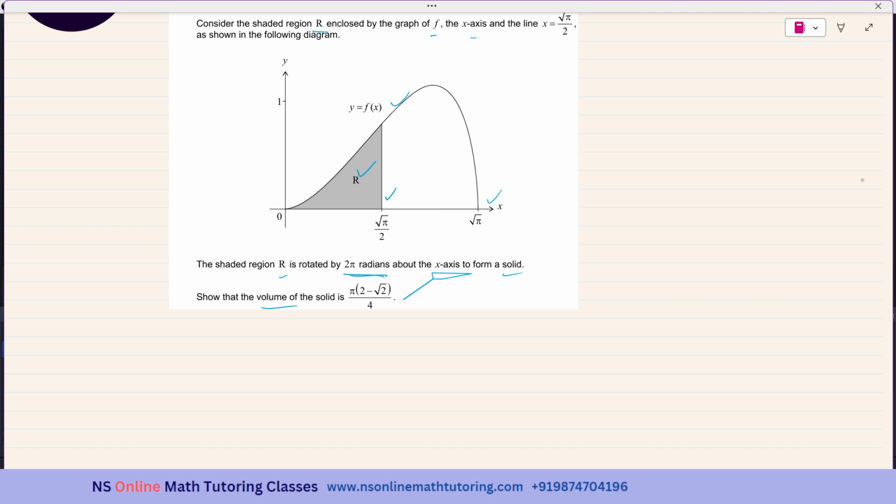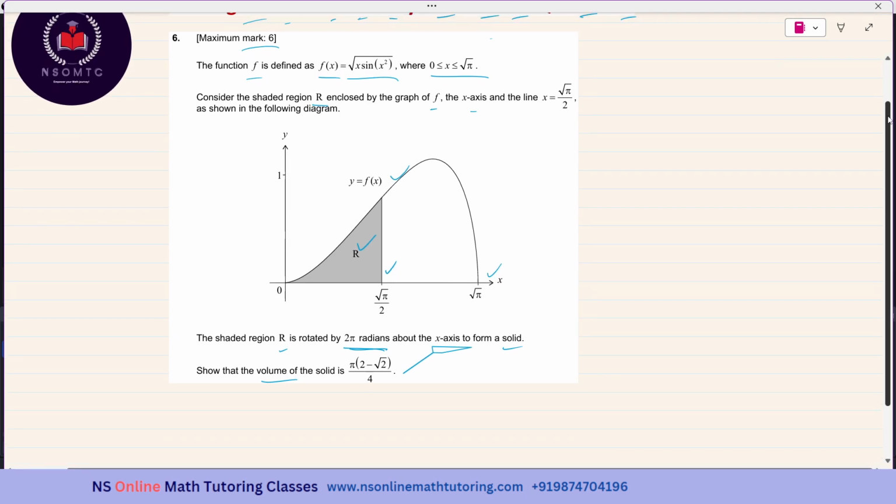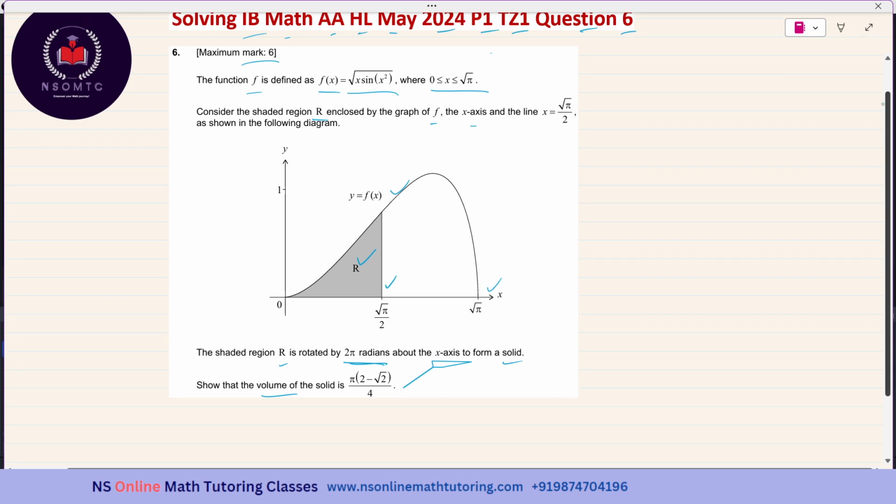Okay, fine. So, you know the formula for the volume of revolution, and of course it is in the formula booklet. It is V equal to pi, from a to b, y square dx. This is the volume of revolution about the x-axis.